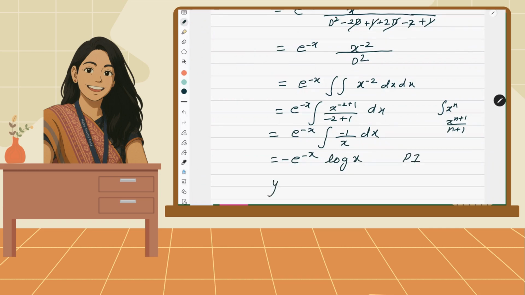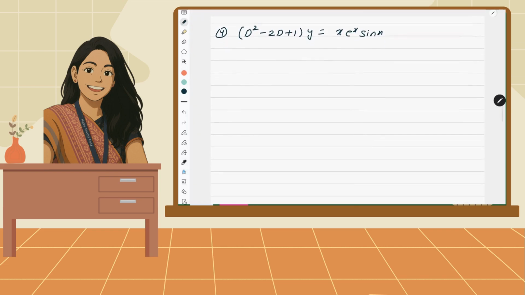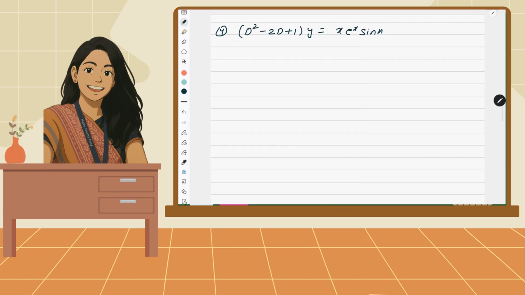And what will be my final answer? Final answer will be CF plus PI. Correct? I hope this is clear to all of you. Yeah, so let's move to the next question now. Now again, pause your video and try to do it yourself and then you cross check the answer.